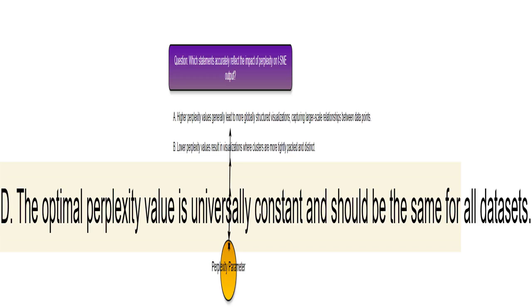I think this statement is correct. When you use higher perplexity, you're telling TSNE to consider a wider neighborhood for each point. This leads to a visualization that emphasizes the overall structure and large-scale relationships in your data.